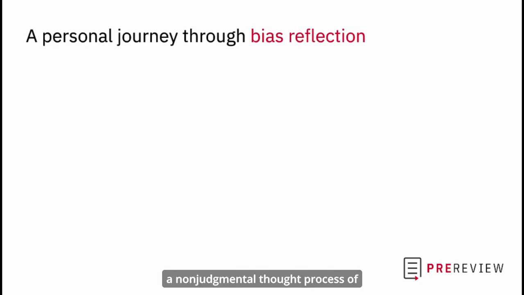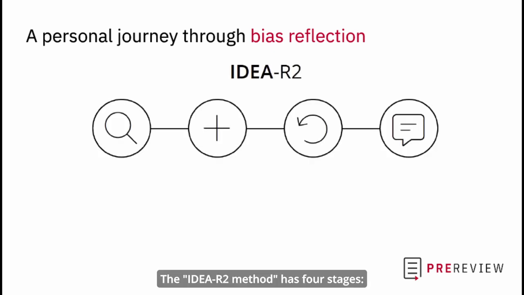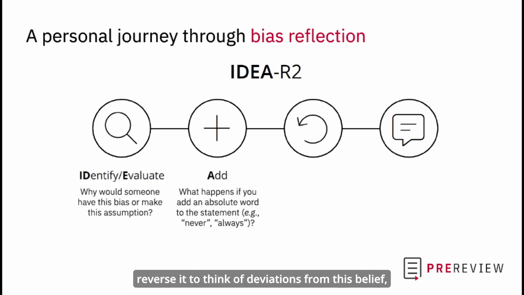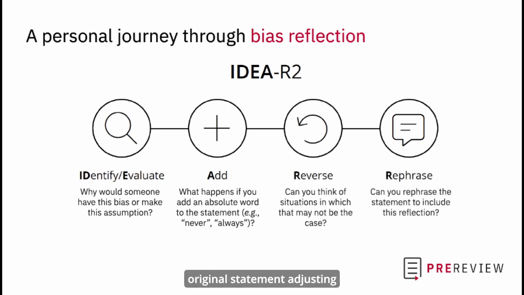Next, we would like to offer an idea, a non-judgmental thought process of self-reflection to guide you through that first personal evaluation of your biases and how they may impact the way you contribute to the grant review process. The IDEA R2 method has 4 stages: identify and evaluate the potential bias, add to it to make it less covert, reverse it to think of deviations from this belief, and then rephrase the original statement, adjusting it in response to what you learned going through this reflection.